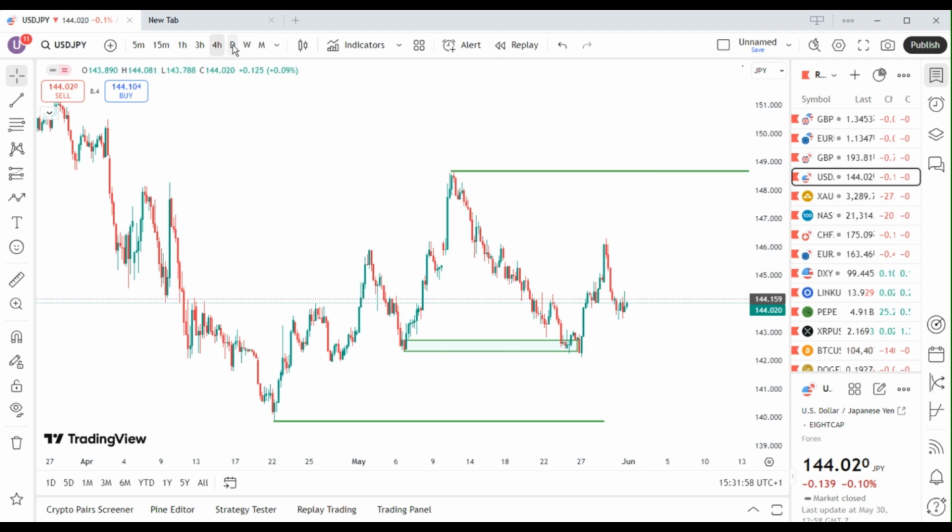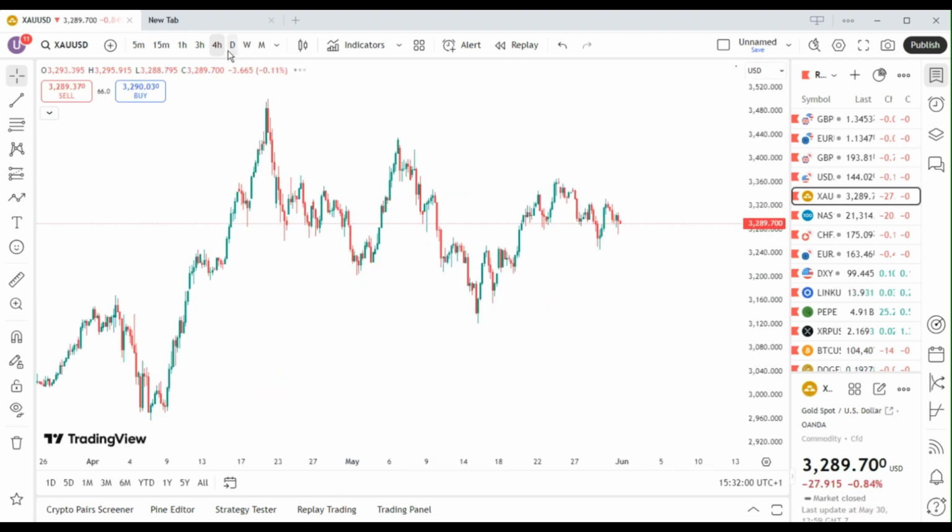So the next pair on the list is gold. On the daily time frame we are still bullish, judging from our last week's scenario analysis. Nothing has changed. But let's go to our entry time frame. Let's go to the 1-hour time frame.